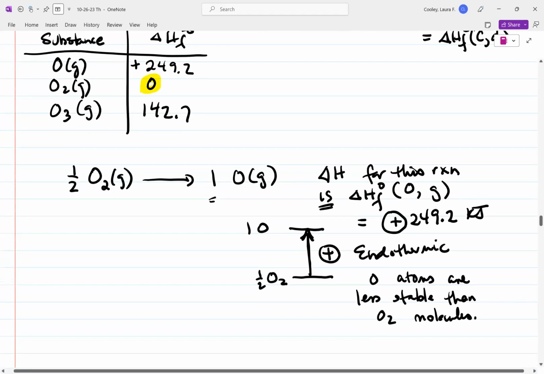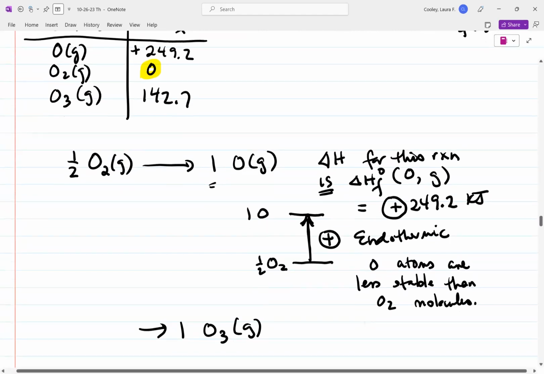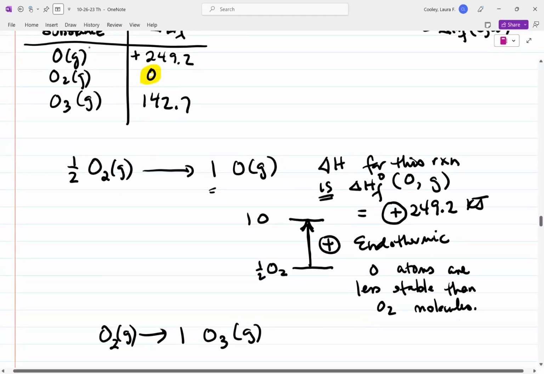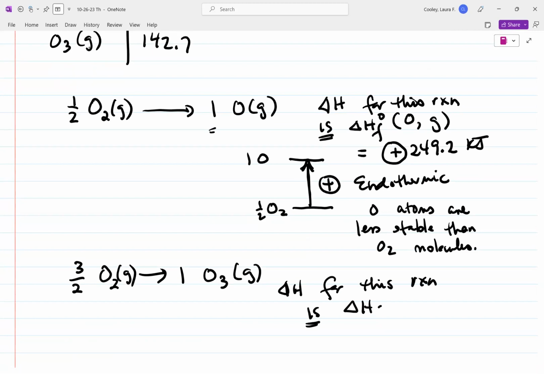Okay, let's go to O3. To form 1 mole of O3, I start with oxygen in its stable form, O2. How many O2s are going to give me 3 O's? This is the tricky thing. You have a 2 here. If you put a 3 halves, times 2 is 3. So that's why I put a 3 halves over here. The delta H for this reaction is the delta HF0 for O3 gas.